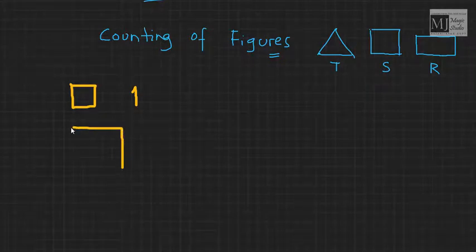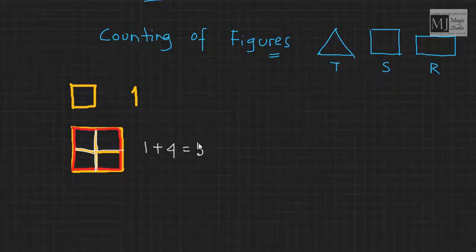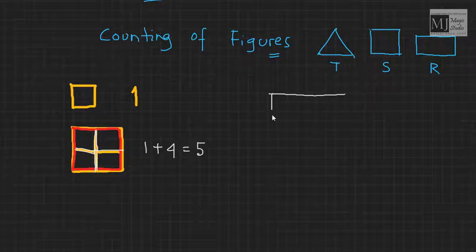Now this time I have a big square, and in this I draw these 2 lines, such that inside also I can see there are 4 small squares. So how many squares are there now? 5. Brilliant. 1 is the bigger one, this big square, and then we have 4 small: 1, 2, 3, 4. So 1 plus 4 is 5. Very, very good.